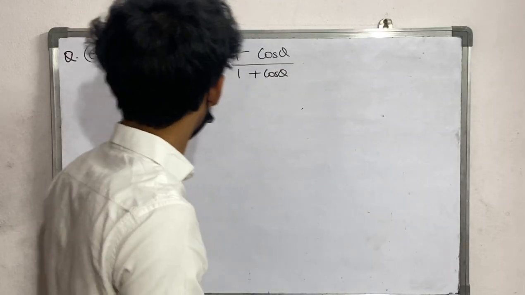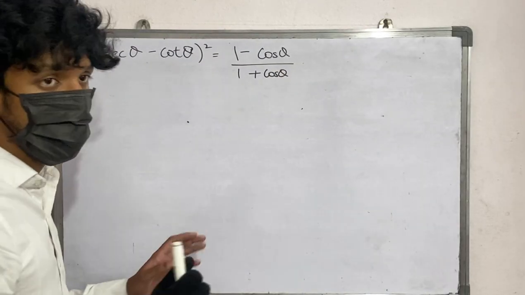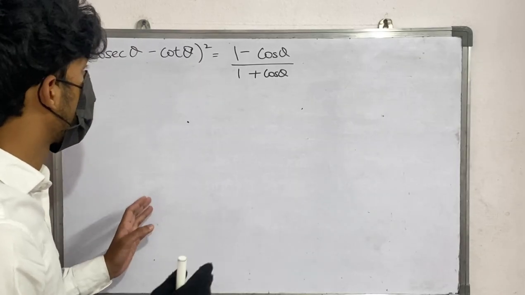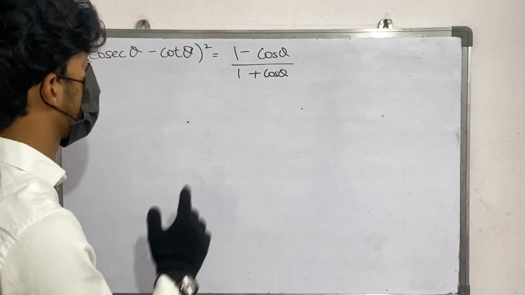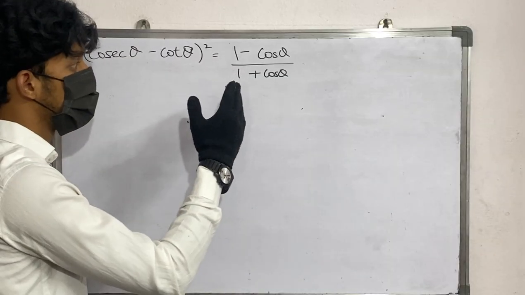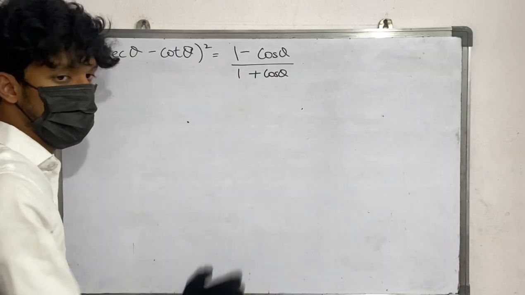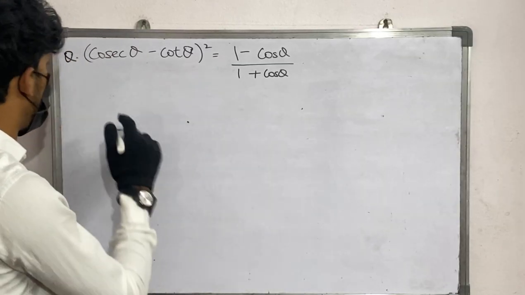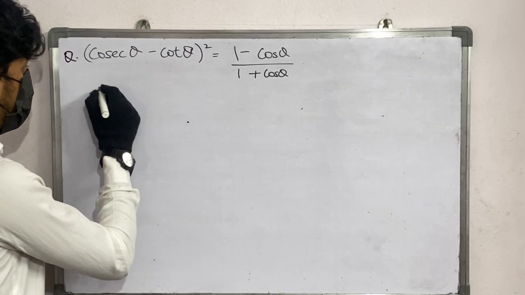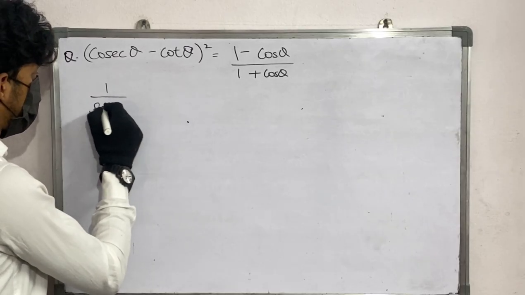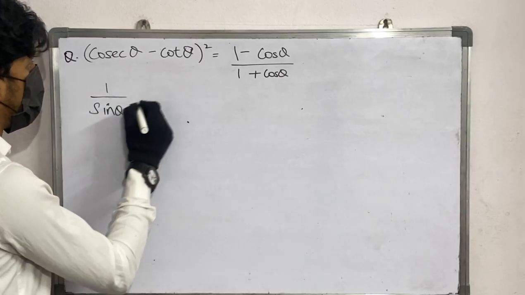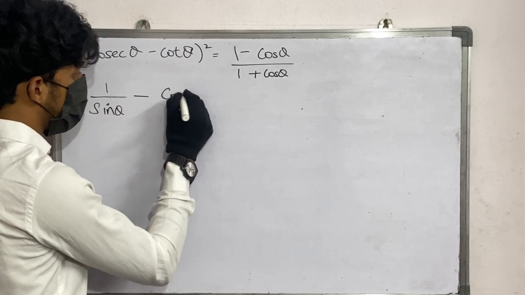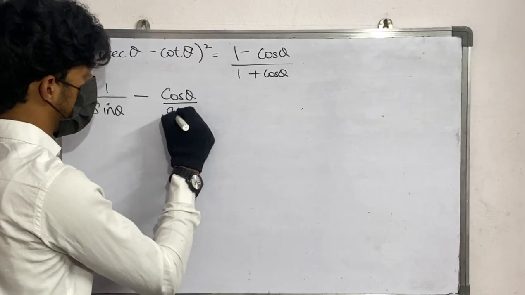In this video we are going to start with the next question: prove that (secant theta minus cot theta)... actually, (cosecant theta minus cot theta) whole square gives you the result as (1 minus cos theta) by (1 plus cos theta). So firstly we will use some of the trigonometric formulas: cosecant theta can be written as 1 by sin theta, and cot theta can be written in the form of cos theta by sin theta.